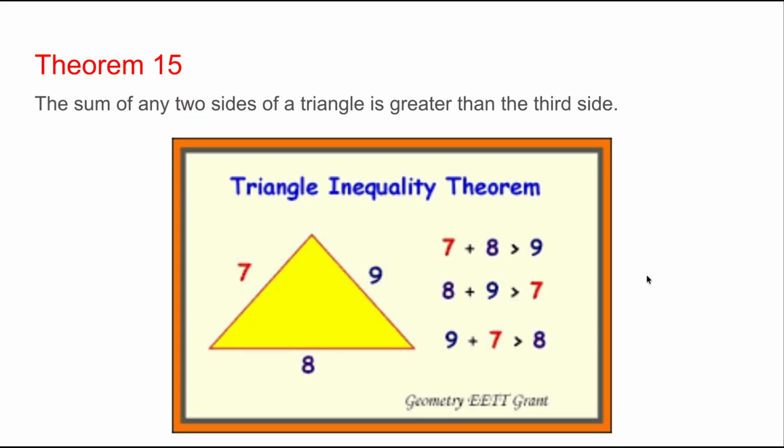Theorem 15: the sum of any two sides of a triangle is greater than the third side. So no matter what sides we add, two sides will always be greater than the third side.